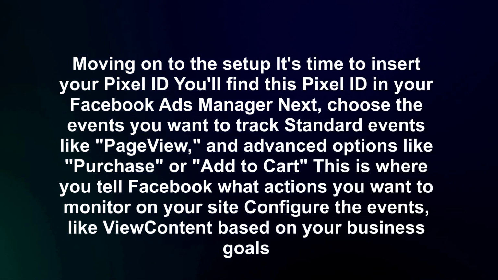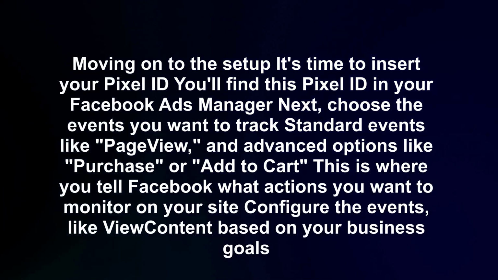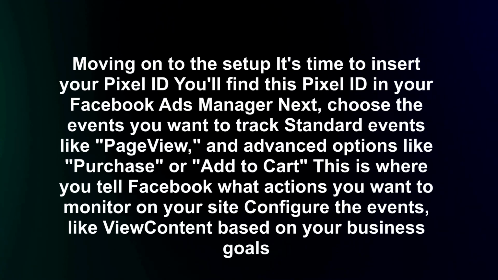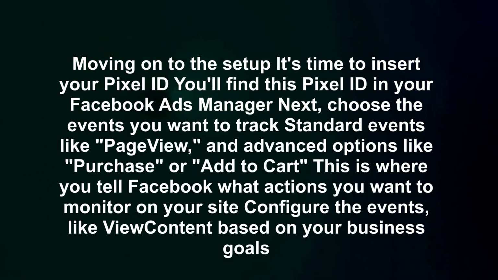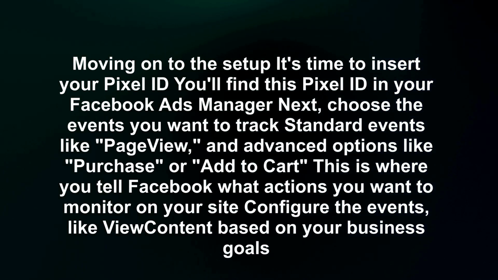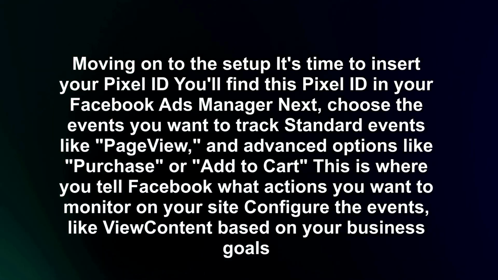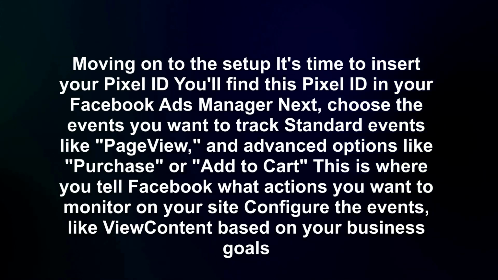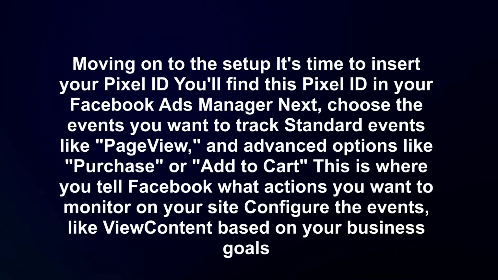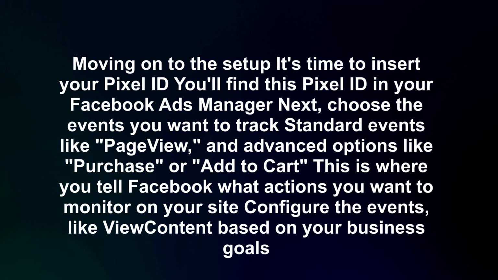Moving on to the setup, it's time to insert your pixel ID. You'll find this pixel ID in your Facebook Ads Manager. Next, choose the events you want to track, standard events like page view, and advanced options like purchase or add to cart. This is where you tell Facebook what actions you want to monitor on your site. Configure the events like view content based on your business goals.